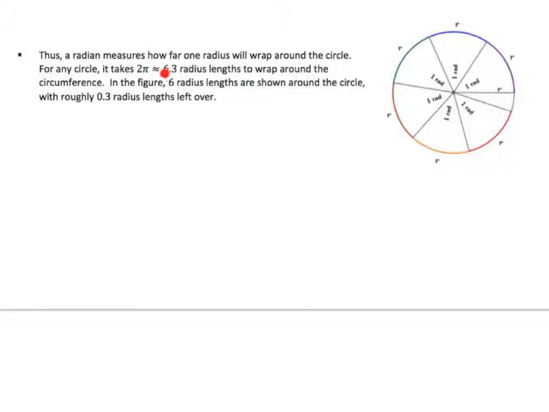For any circle, it takes 2 pi, which is 2 times 3.14, about 6.3 radius lengths, to wrap around the circumference. Now in this figure here, 6 radius lengths are shown around the circle, with roughly 0.3 radius lengths left over. So 1, 2, 3, 4, 5, 6, but we have that left over. But we can talk about it.